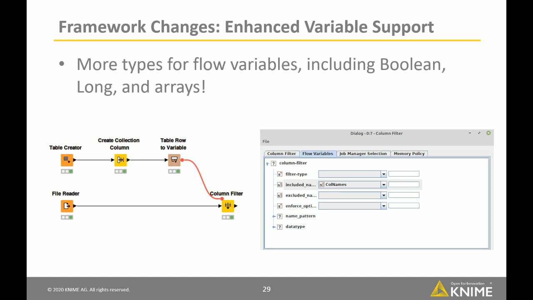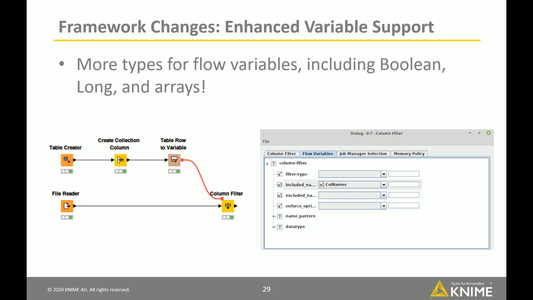Enhanced variable support. We've added some new flow variable types. If you use flow variables, you are probably already familiar with the existing types in KNIME. You can use integers and strings and doubles, but we were a little bit limited there. We didn't allow you access to everything, so we added some more. The new ones that we've added are Boolean type, long type, and probably most interesting are arrays. So you can actually pass arrays of strings now as flow variables. Why would this be useful?